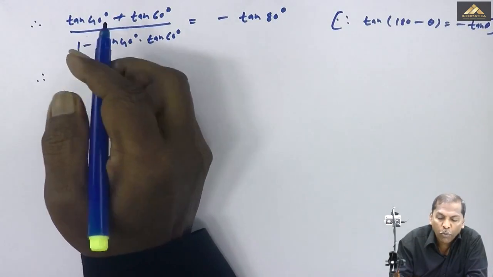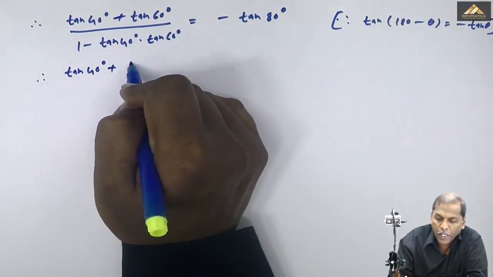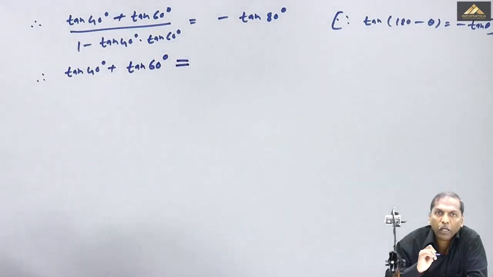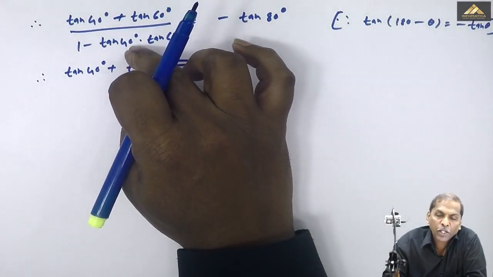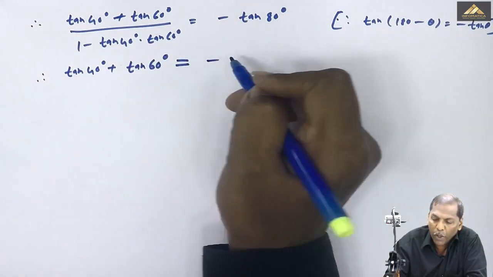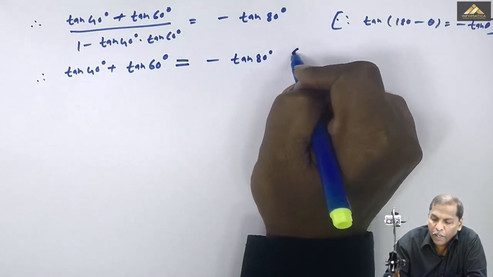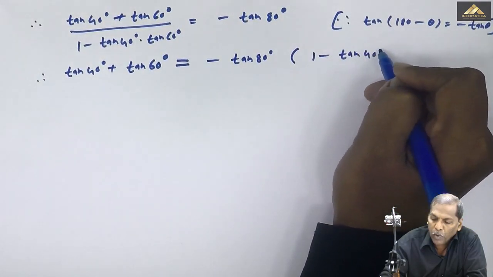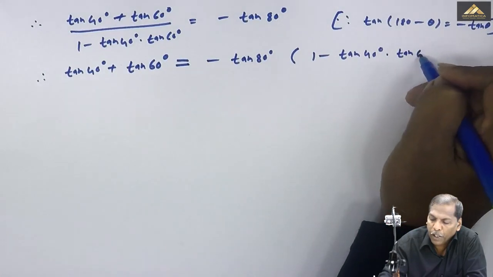उसके बाद we write numerator part as it is, means tan 40 degree plus tan 60 degree, that equal to, अब डिनोमिनेटर का जो टर्म है दैट 1 माइनस tan 40 इंटू tan 60 डिग्री उसे हम राइट में शिफ्ट करते हैं. So that gives you माइनस tan of 80 डिग्री इन ब्रैकेट 1 माइनस tan of 40 degree into tan of 60 degree.